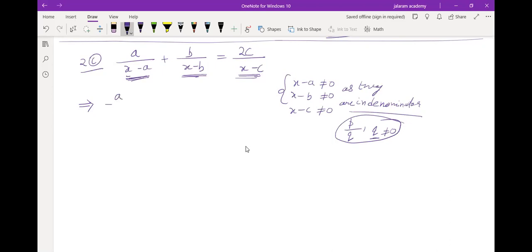Now to simplify it, we write a upon x minus a plus b upon x minus c equals c upon x minus c plus c upon x minus c. Is there any doubt? We can write 2a equals a plus a. Similarly, we can write 2c upon x minus c as c upon x minus c plus c upon x minus c. Understood? Yes, sir.